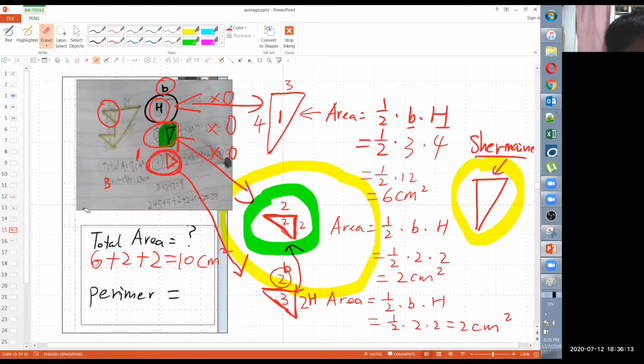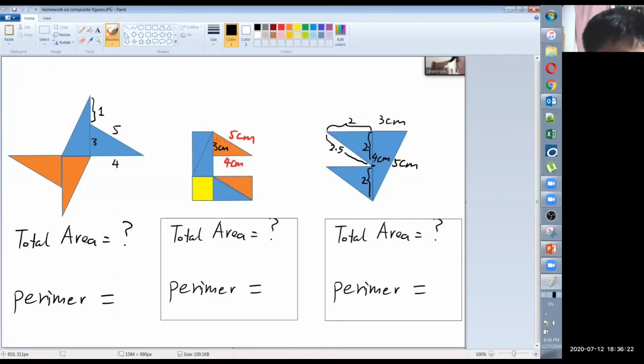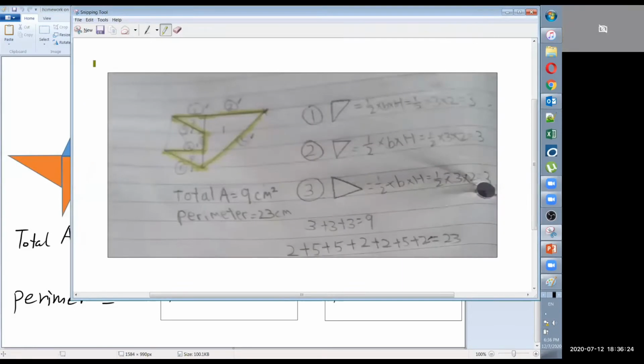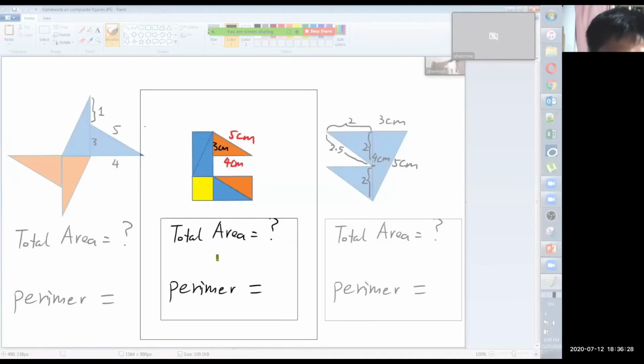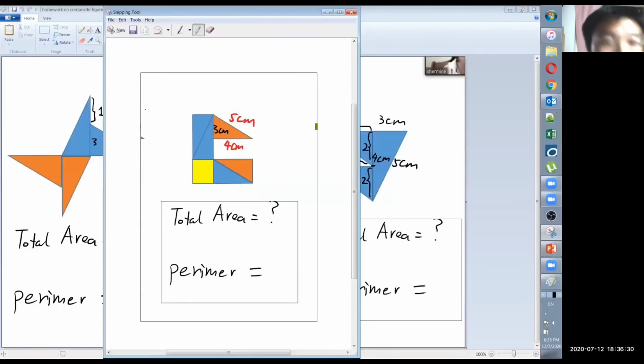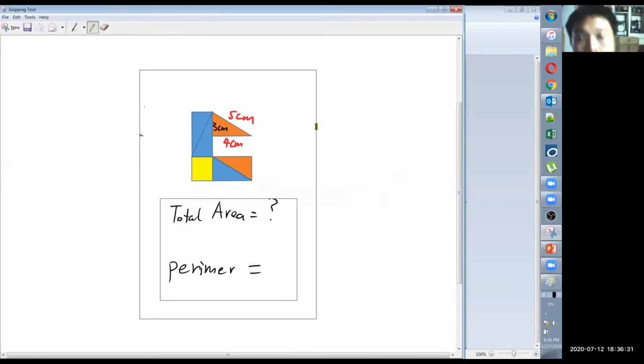Alright. Next. Let's look at the second question. This is the second question, right? Yeah. Let's move on. So now I will leave it to you to find out the total area for me. So do it on a piece of paper now. Okay, before you do it, can I ask you a question?